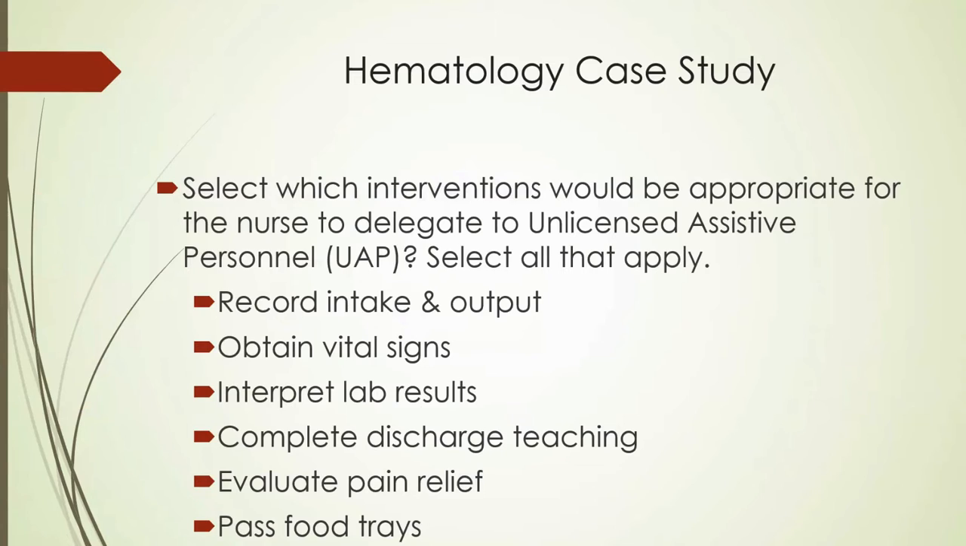Remember what the scope of practice is for different members of the team. For our UAPs, STNAs, they can record intake and output, they can obtain vitals, and pass food trays. They cannot interpret lab results, they cannot do any teaching, and they cannot evaluate pain relief. They could ask the patient, how's your pain, after you got medication, and they could let the nurse know or put that in the chart. Same thing with the vitals, but they couldn't determine whether they're in or out of range.